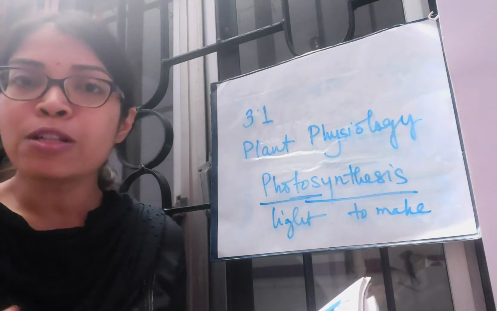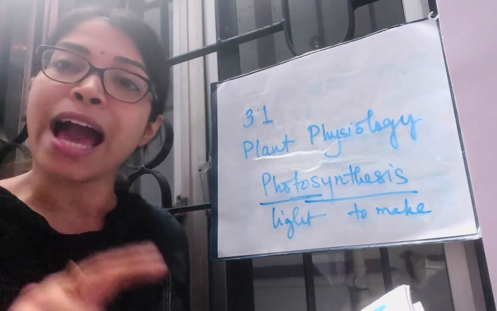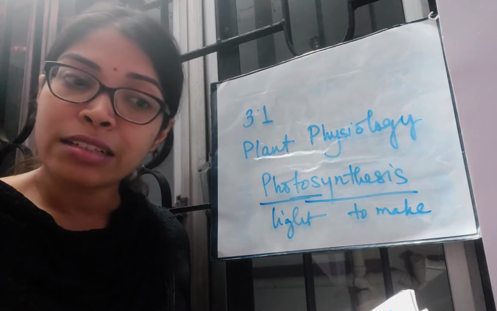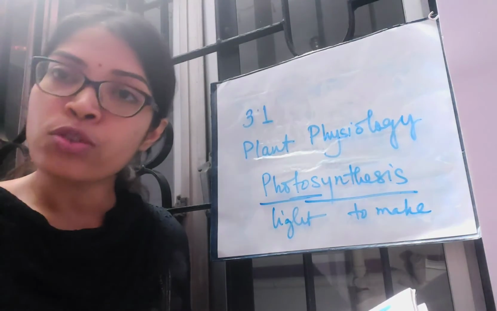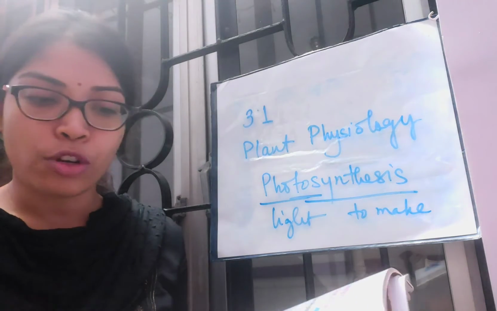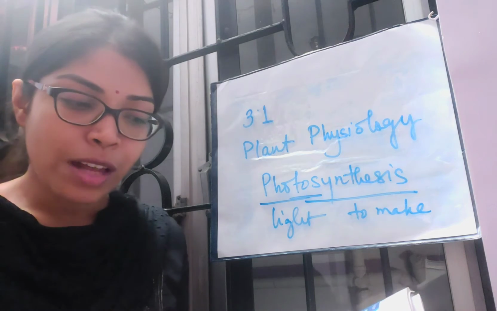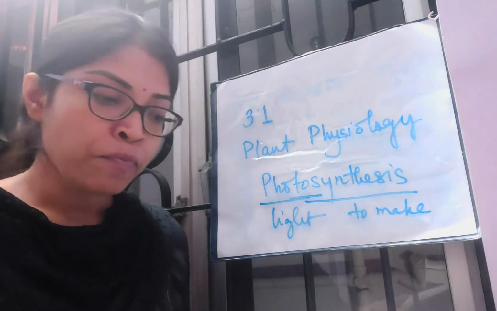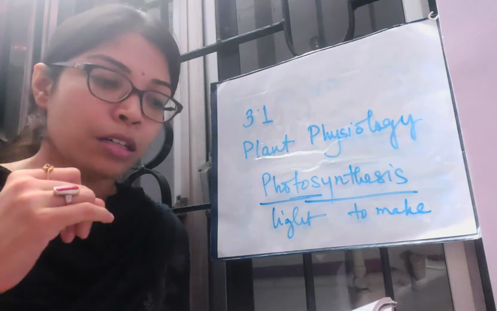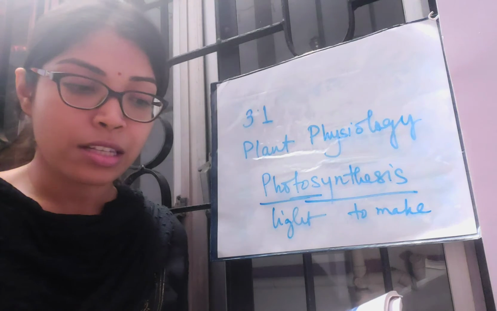Animals should not be performing photosynthesis, but there are some unicellular animals which contain chlorophyll, like Euglena, Chrysamoeba, and also some green bacteria like Rhodospirillum and Rhodopseudomonas. These unicellular animals and some green bacteria perform photosynthesis. I hope the definition and the site of photosynthesis are clear to you all.